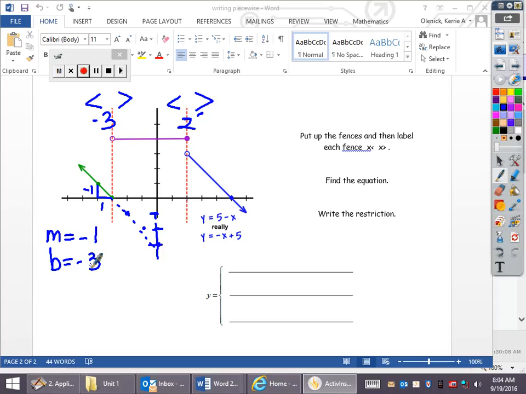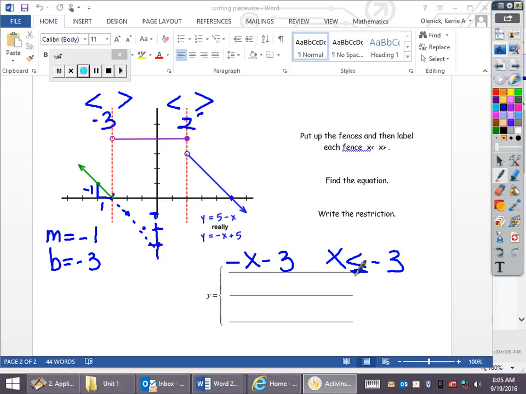Yep. Excellent. Negative x minus 3. Now, there is a restriction. I only graph this when what? x is what? Less than negative 3. Can x equal negative 3? Look at the graph carefully. Can x equal negative 3? Yes, because it's a solid dot right there. So less than or equal to negative 3. Good? Okay with that so far?